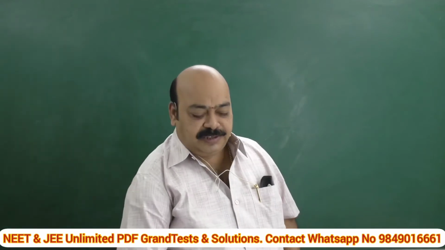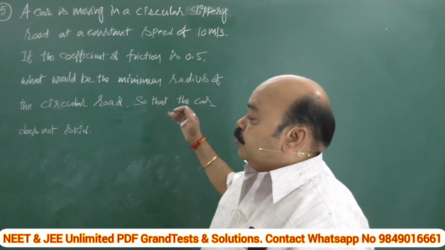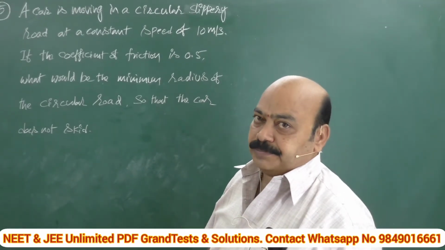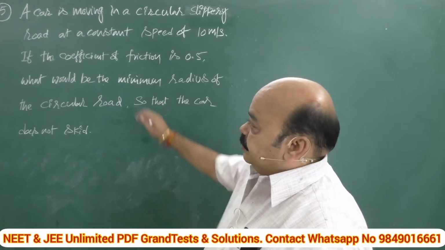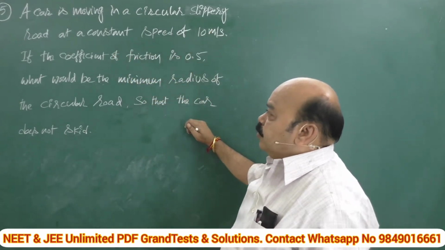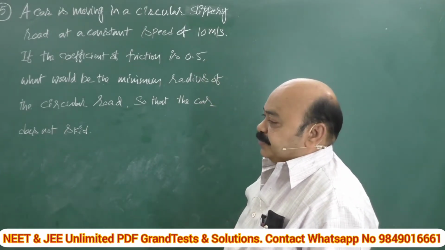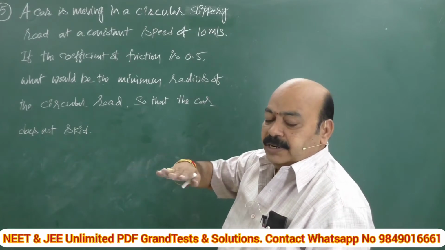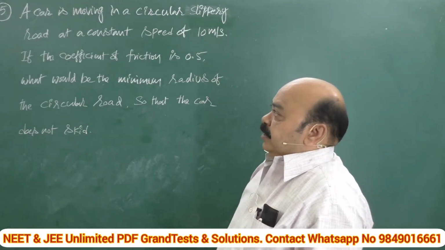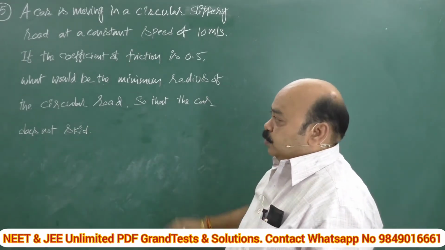Now I am switching over to one more type of problem which is associated with circular motion: friction. Circular motion friction. See this problem: a car is moving in a circular slippery road at a constant speed of 10 meters per second. Slippery road means in the rainy season there is exclusively a possibility of skidding. That is why some care should be taken while taking a curved road.